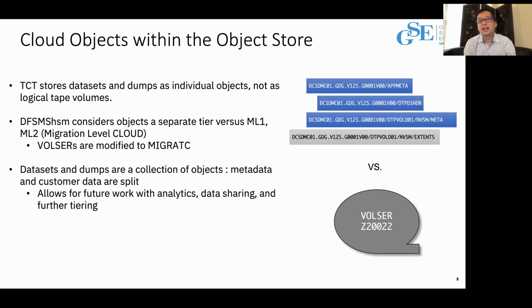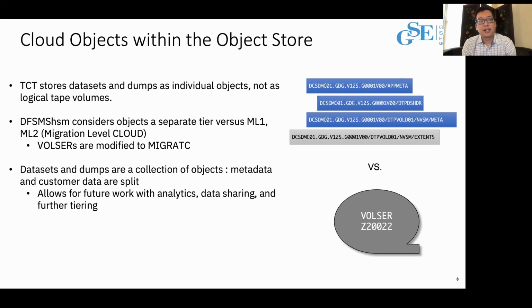The second thing is if you're using HSM, we have a whole other tier of the cloud. So we used to have ML1 and we had ML2. Now we have migration level cloud. All the volsers are modified when you migrate something out to the cloud. It will be MIGRAT C instead of MIGRAT 1 or MIGRAT 2. So it's all integrated with HSM.